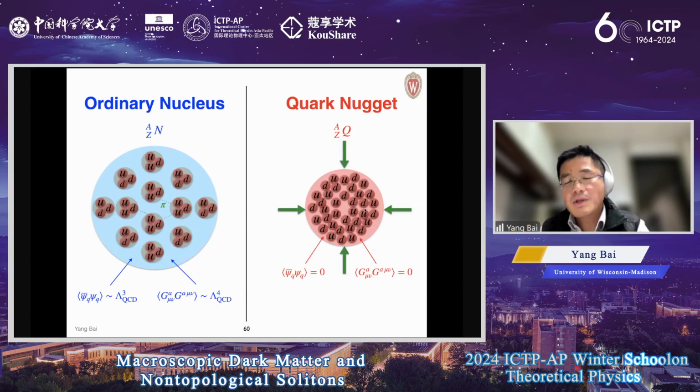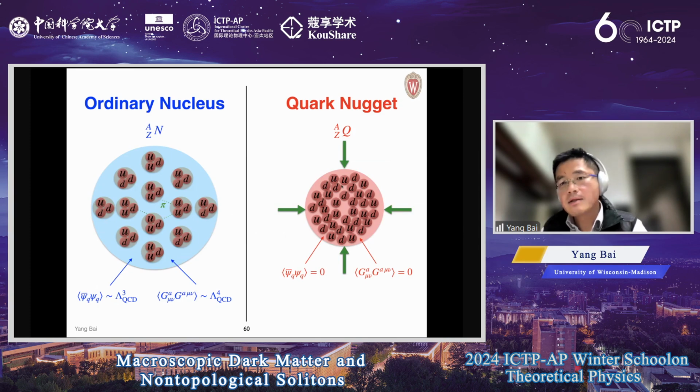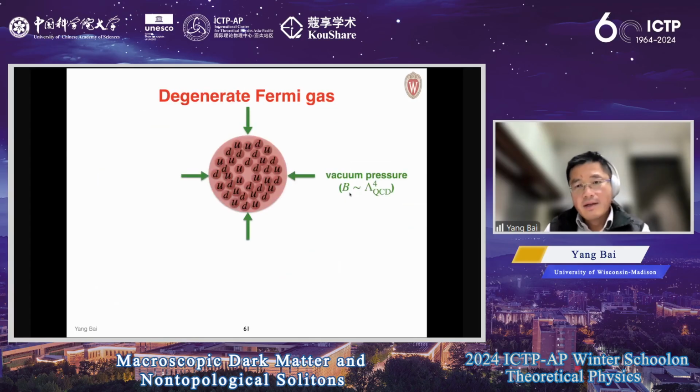Quarks are fermions. So fermions have a degenerate Fermi pressure, right? When we study neutron stars and white dwarfs, for example, there is a balance between degenerate Fermi pressure versus gravitational pressure, right? So here in the quark nugget, degenerate Fermi pressure balances the vacuum pressure. Okay, so that means that we can introduce this vacuum pressure. And historically, people use the notation B, and in the earlier time, people had the so-called bag parameter and bag model, and that B will be the bag parameter.